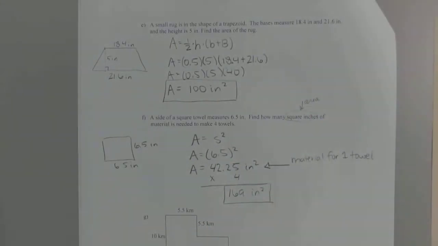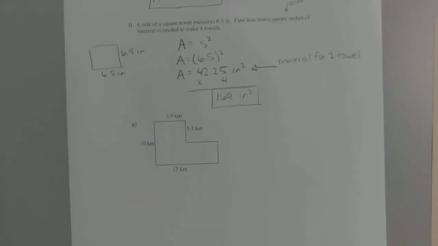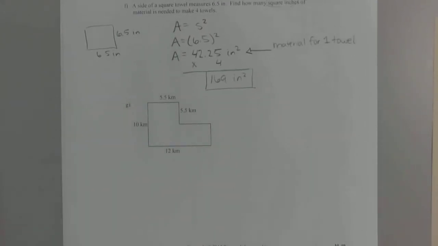Right here, though, when it says square inches, even though nowhere in here did it say area, square inches is hinting that they want you to find area. Okay? Because that's how areas are measured, right?